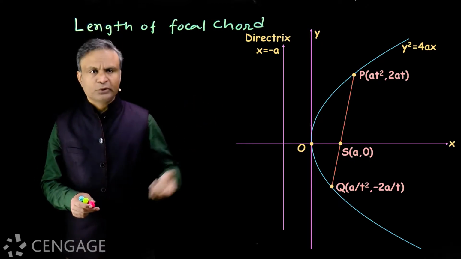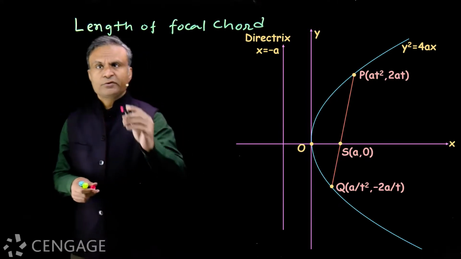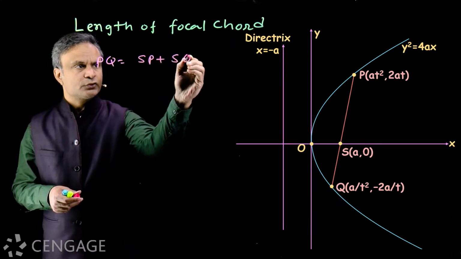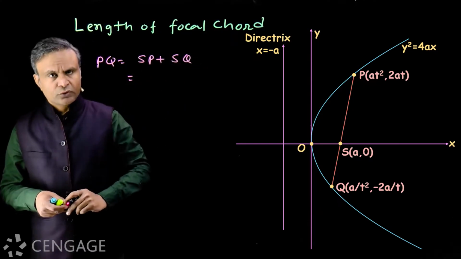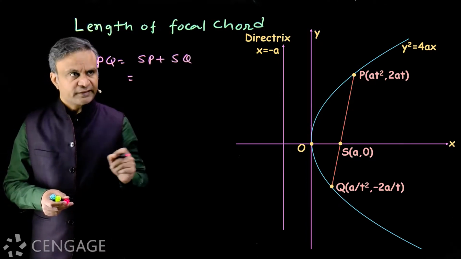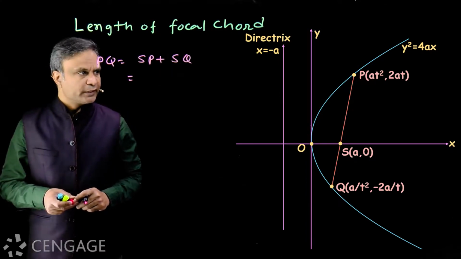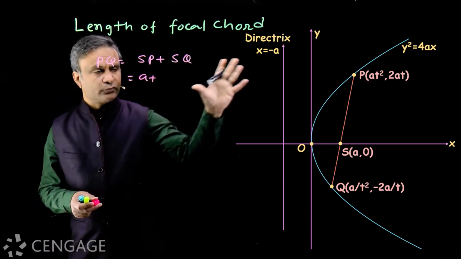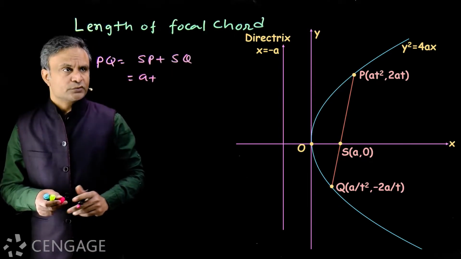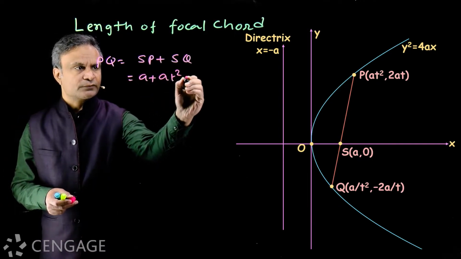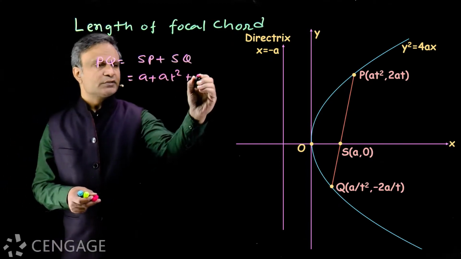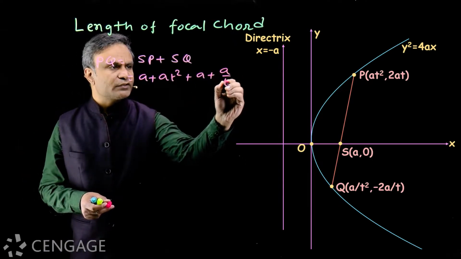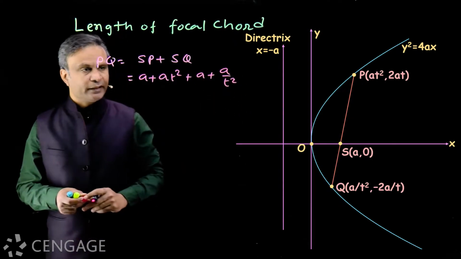डिस्टेंस फार्मूला से हम PQ लेंथ निकाल सकते हैं और we can use this one: PQ is equal to SP plus SQ. We have segments of focal chord SP and SQ. What is length SP? SP is a focal length. Focal length is a plus abscissa of point P for parabola y square is equal to 4ax. So SP is a plus at square. Similarly, SQ is a plus abscissa of point Q. Abscissa is a upon t square. So SQ is a plus a upon t square.